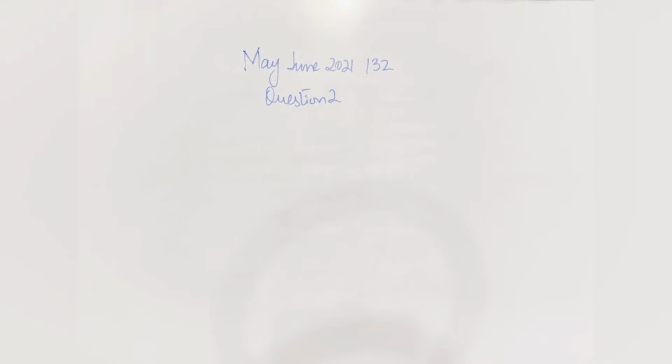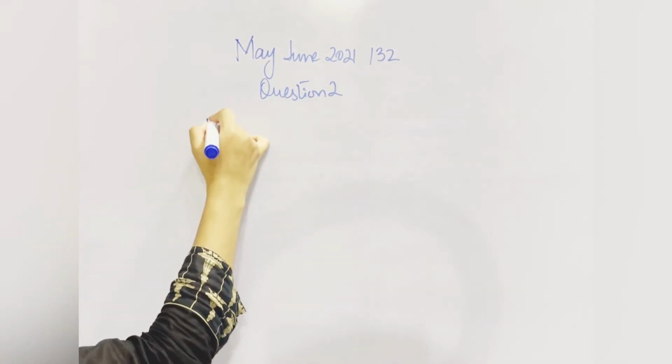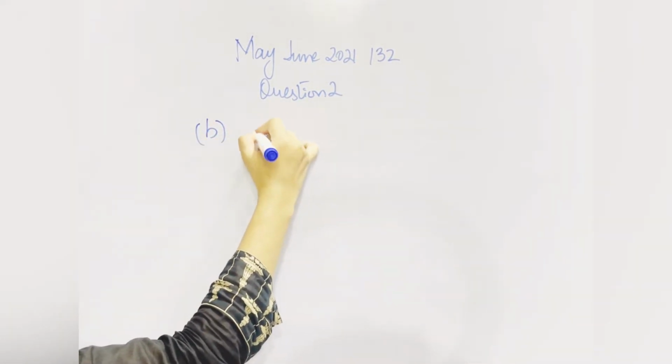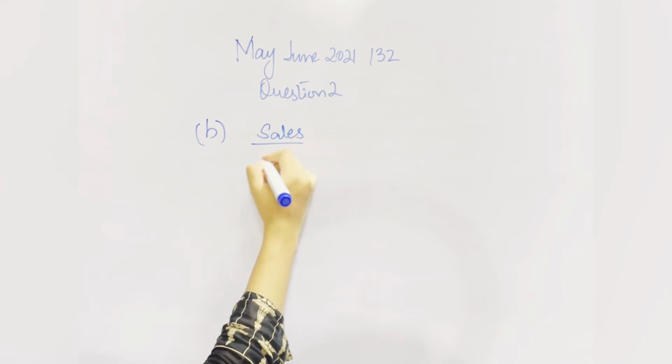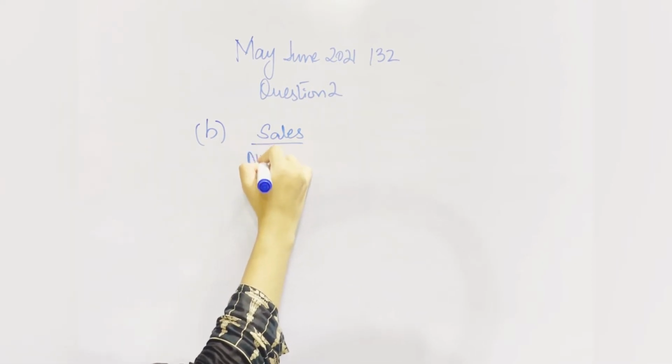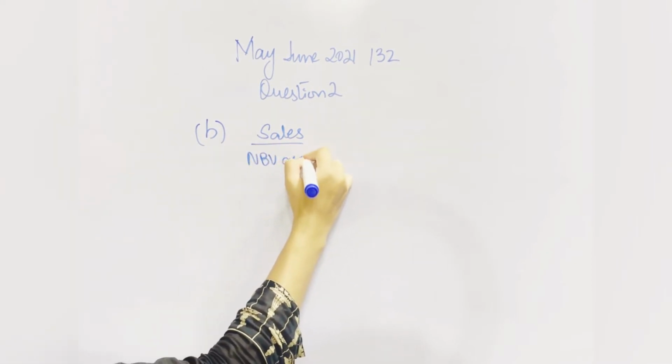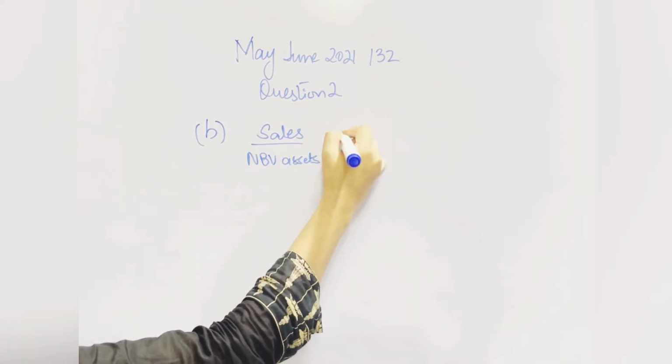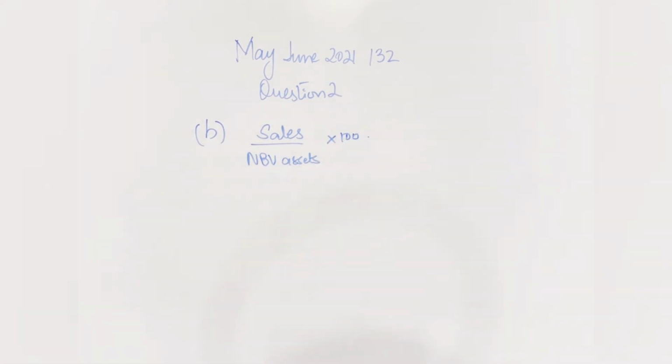So the B part says that you're supposed to calculate the total net book value of the non-current assets. Simply, the formula that you use is basically sales divided by the net book value of assets. This is the best formula. Very easy. You just need to put in the figures and calculate.